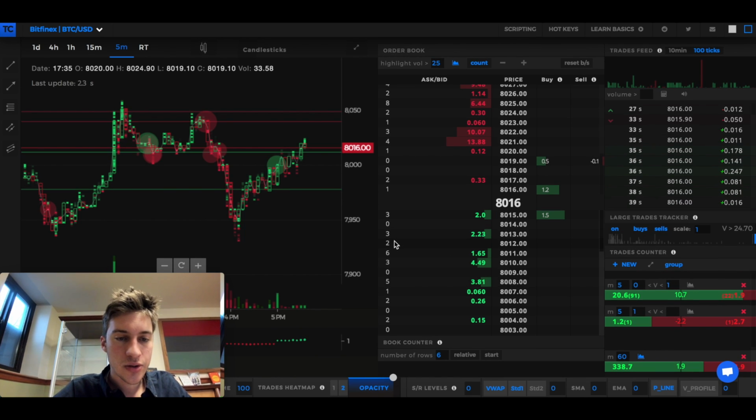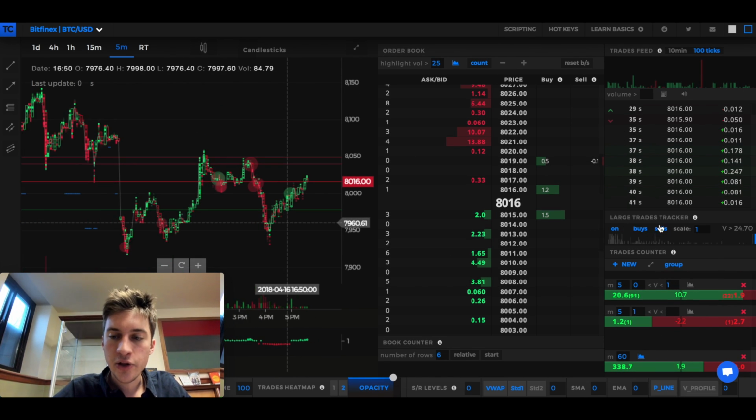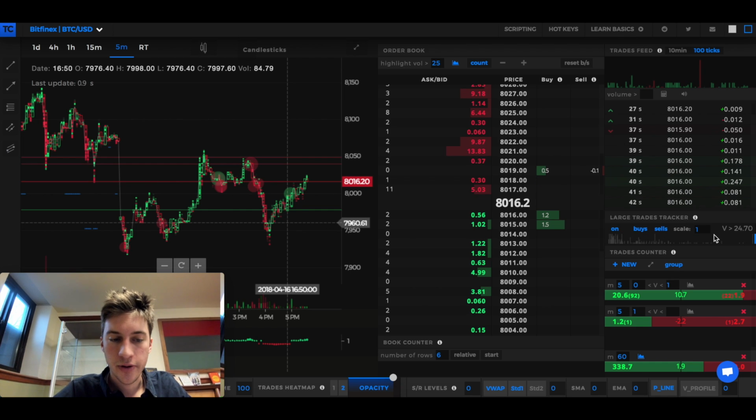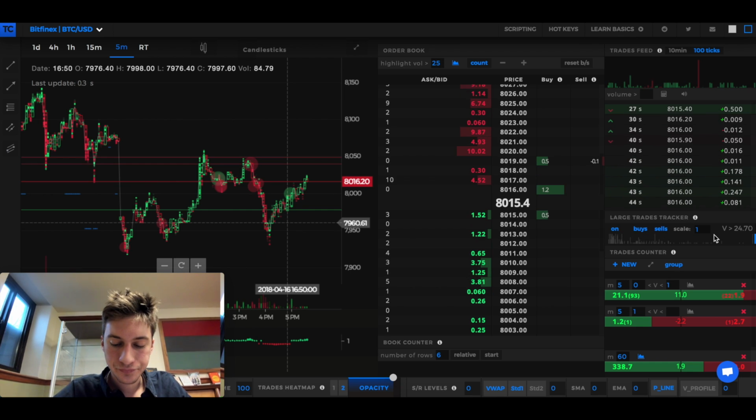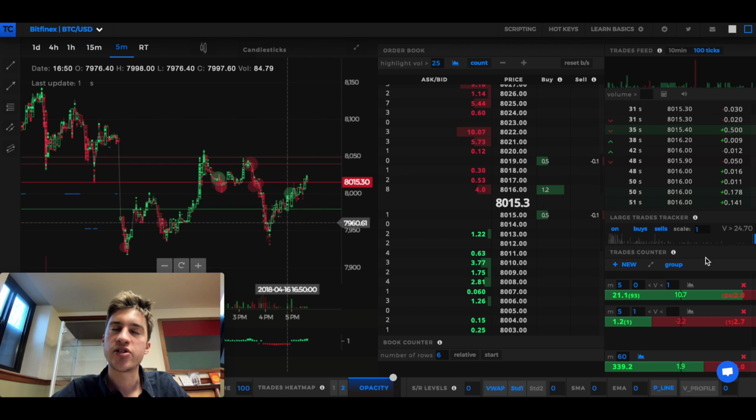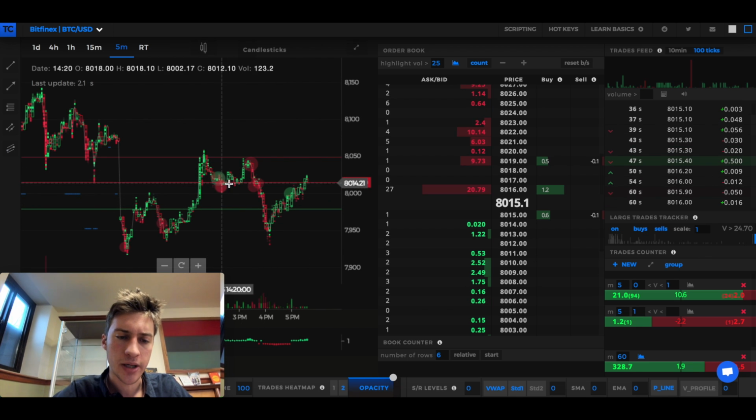All right, now let's get to the good stuff. The large trades tracker is incredibly helpful. What this does is it scales itself, as you can see. So right now we're at the high scales at 24.7. But basically all this does is it tells you when a large market sell or market buy order has occurred at a certain price. And when that large market order does transact, it's going to pop up with a little bubble right here.